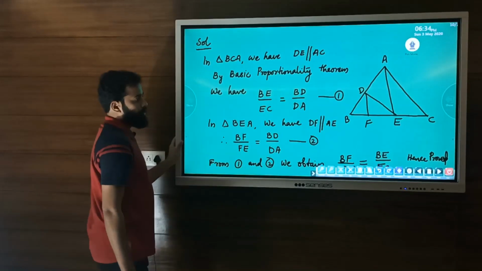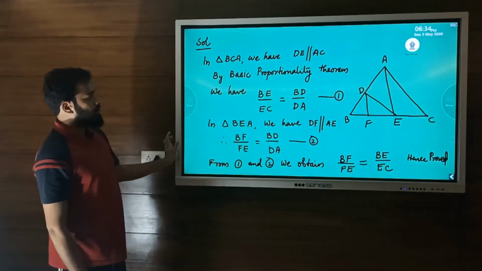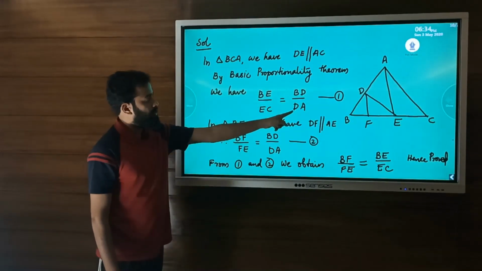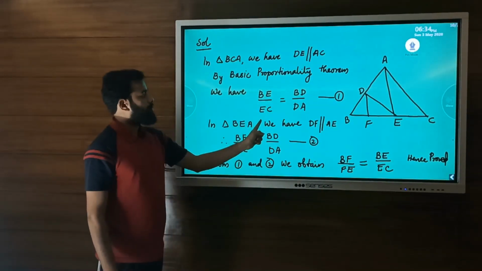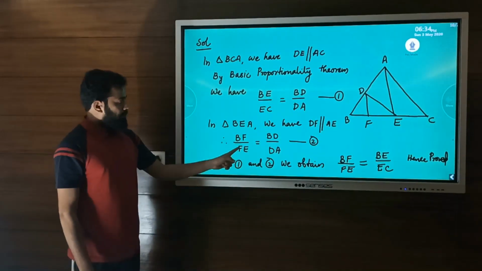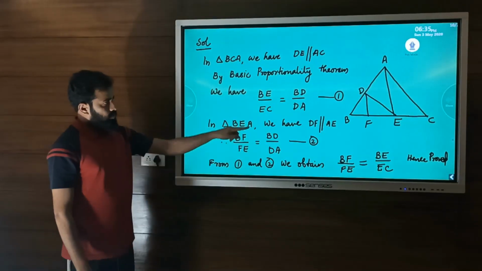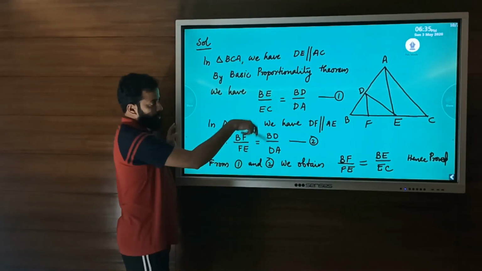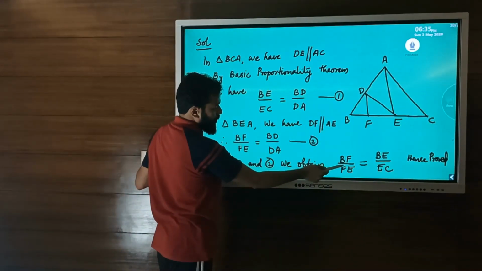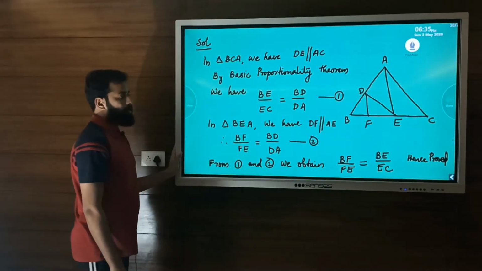We have two equations. Then by the same condition that we used in the previous question, from equations 1 and 2 we can see the right hand sides are equal. BE divided by EC equals BD divided by DA. BF divided by FE equals BD divided by DA. So from 1 and 2, right hand sides are equal, therefore the left hand sides also will be equal. BF divided by FE equals BE divided by EC.